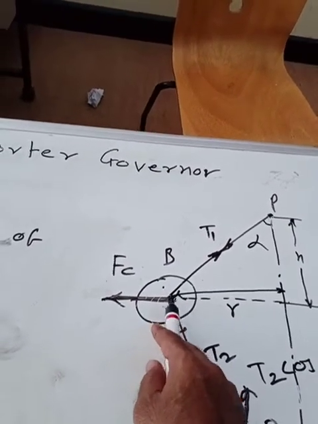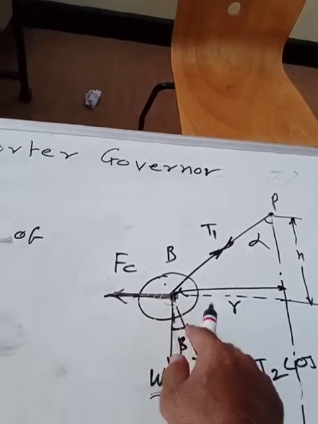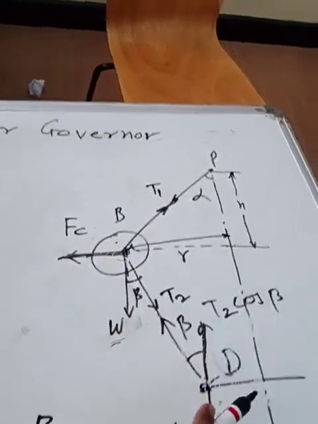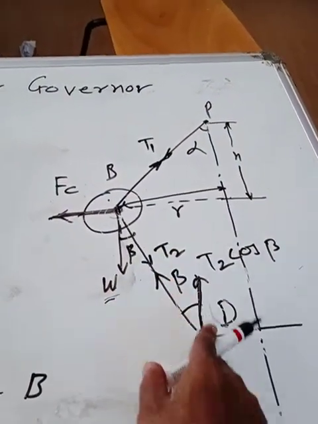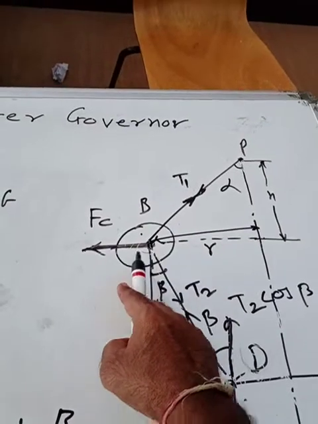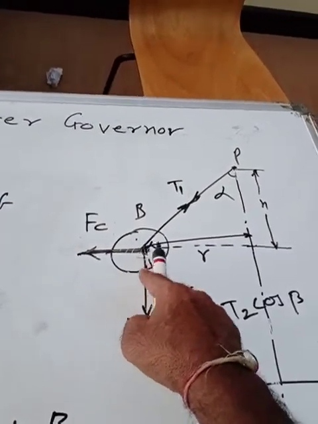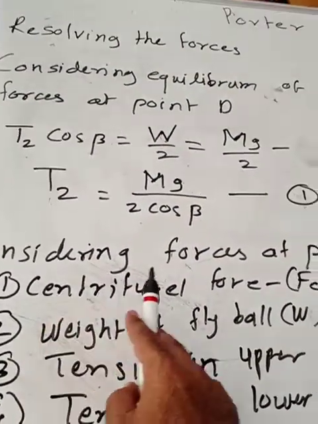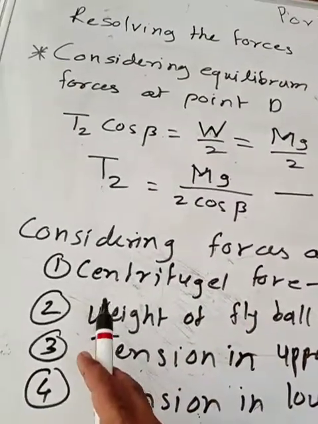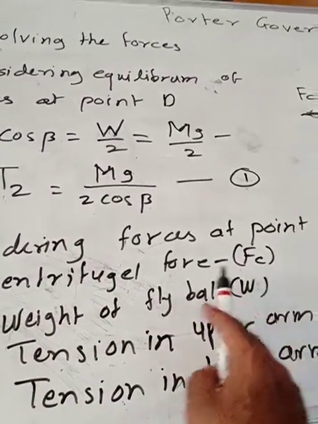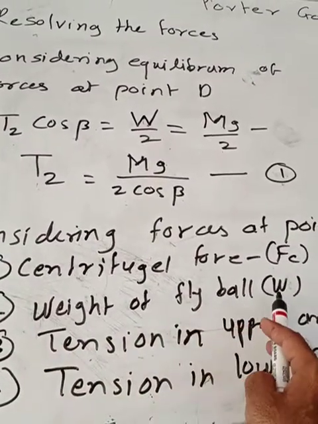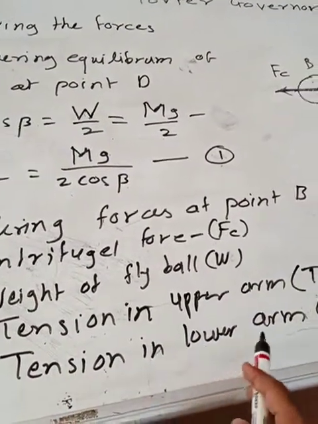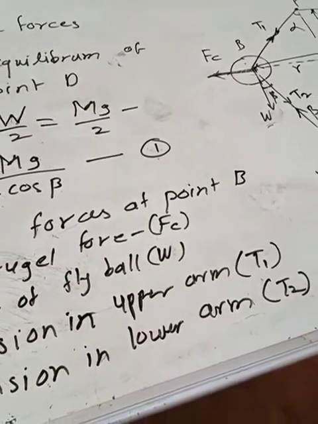And here also we are going to consider the equilibrium, because when the governor is rotating, if it is in equilibrium condition, then and only then this sleeve will not move in up or down direction. And if it moves, then we have to recalculate, or the speed will get changed, right? So here we are going to consider these forces which are acting at point B. First force is centrifugal force, Fc, then the weight of that fly ball W, then tension in the upper arm, that is T1, and tension in the lower arm, that is T2, that we have.